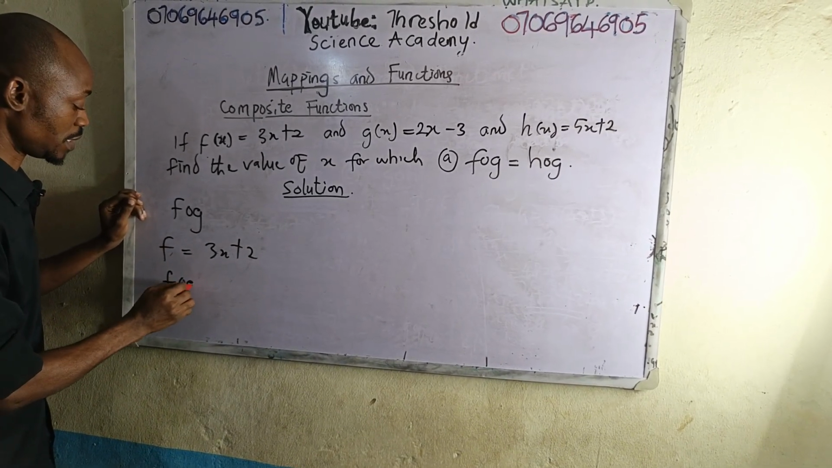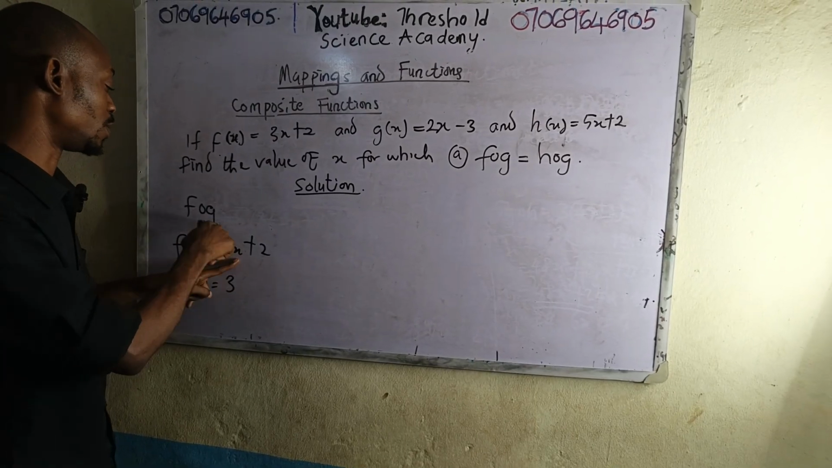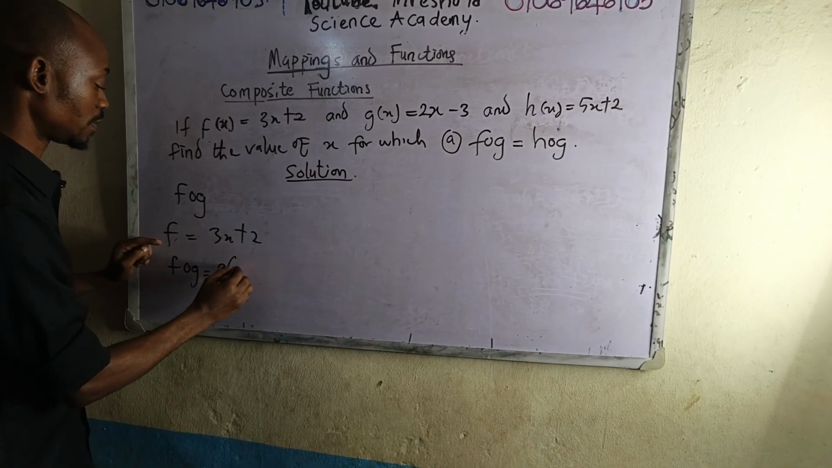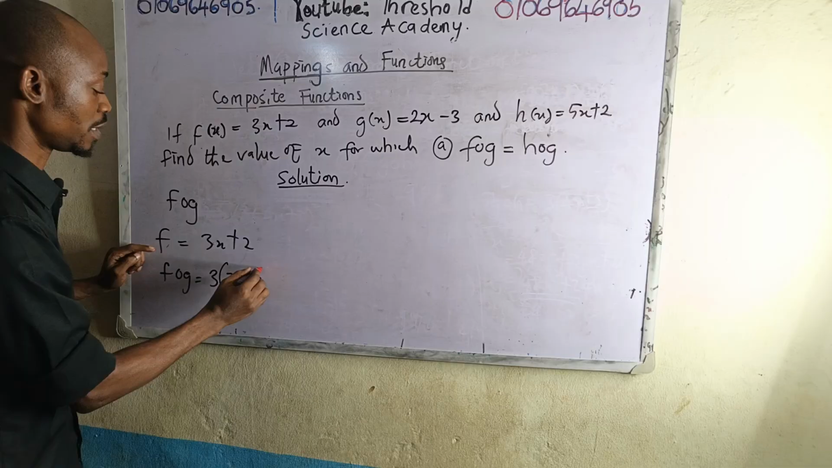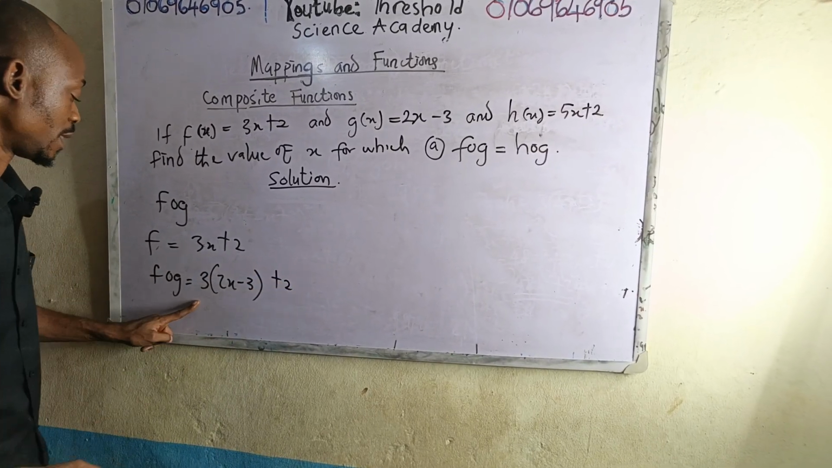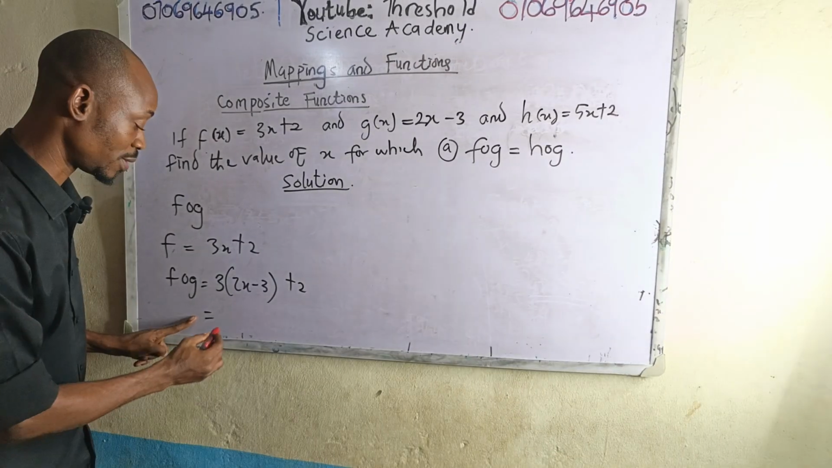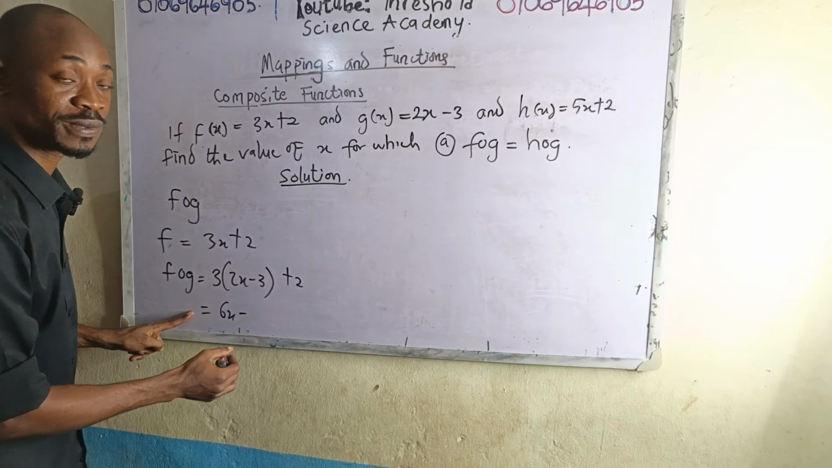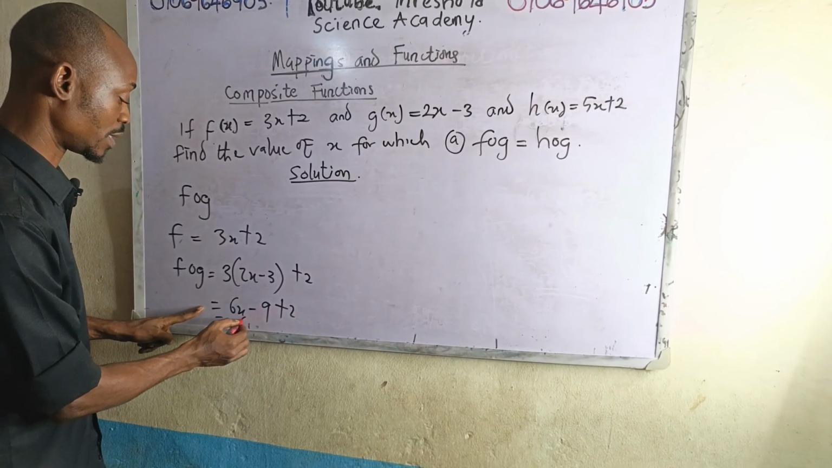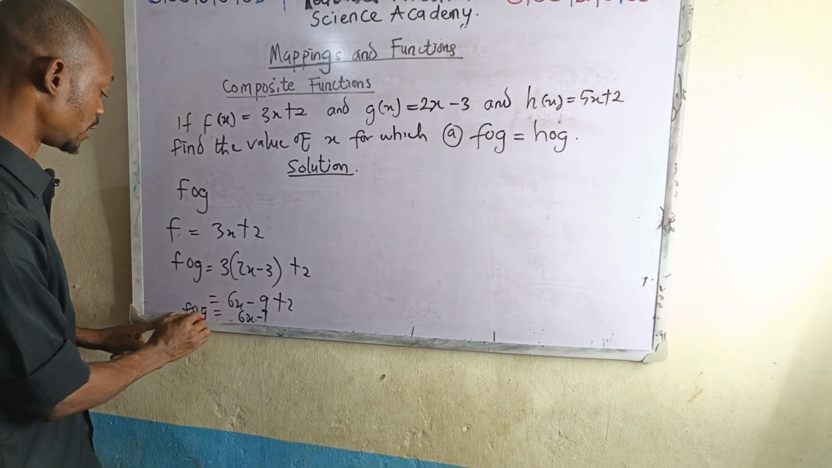Then f of g is just going to be 3. Whenever there's x in the f function, we put g, and g is 2x minus 3. So 3 times (2x minus 3), then plus 2. That's our f of g. Then just simplify this. Open the bracket: 3 times 2x is 6x, minus 3 times 3 is 9, then plus 2. Minus 9 plus 2 is minus 7. So f of g is 6x minus 7.